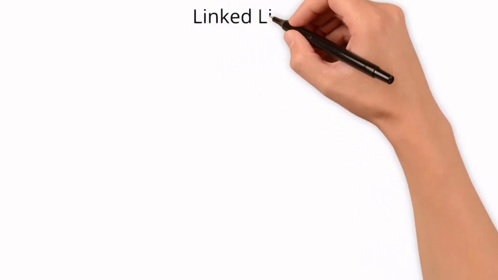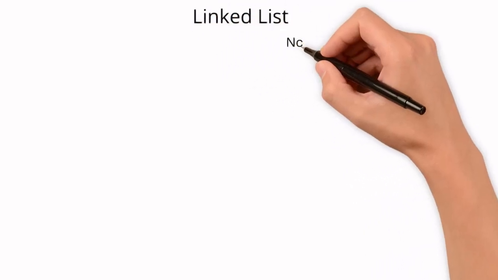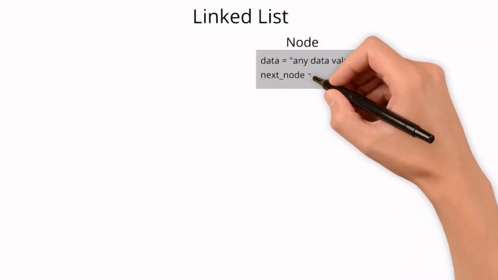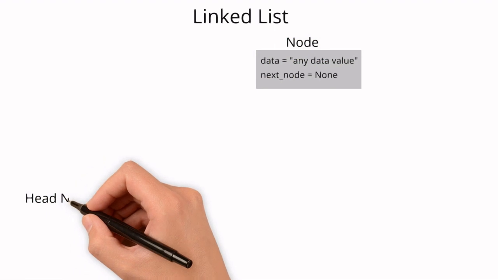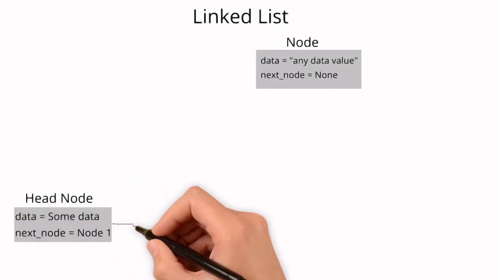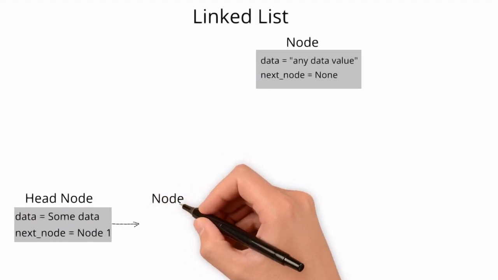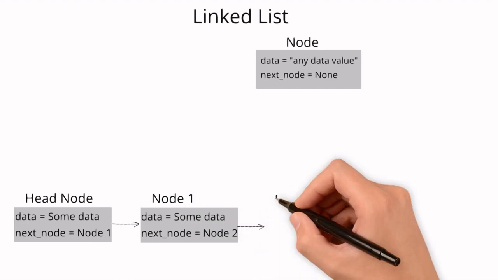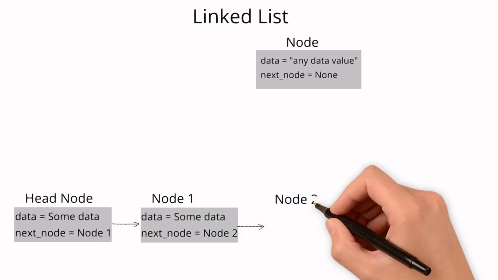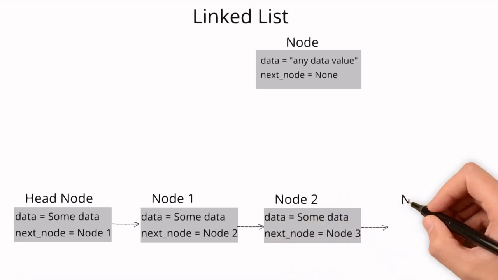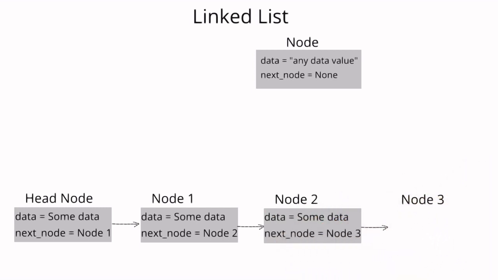Hello everyone. Today we will see what a linked list is and create our own linked list data structure in Python. Linked lists are a data structure used for storing a collection of elements. Each element in a linked list is called a node and contains two pieces of information: the data and a reference to the next node in the list. Linked lists are commonly used because they allow for efficient insertion and deletion of elements, as well as dynamic memory allocation.